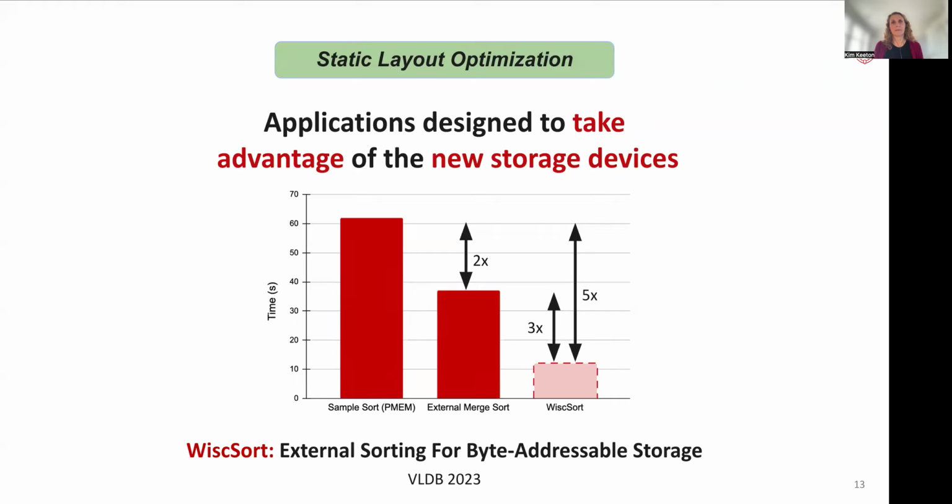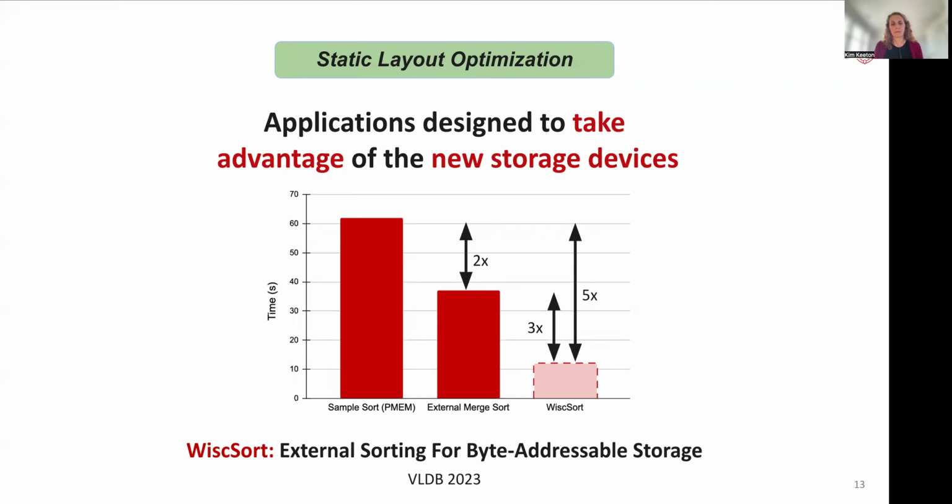So that's what we are showing here, where applications were designed to take advantage of these new storage devices, and where we decide dynamically exactly where the objects must be placed in memory. And we demonstrate that by doing so, WiscSort, our approach, can do 3 to 5x better than state-of-the-art approaches.